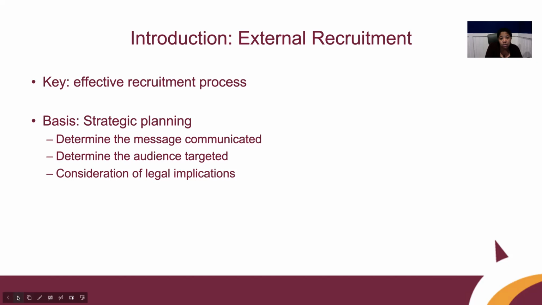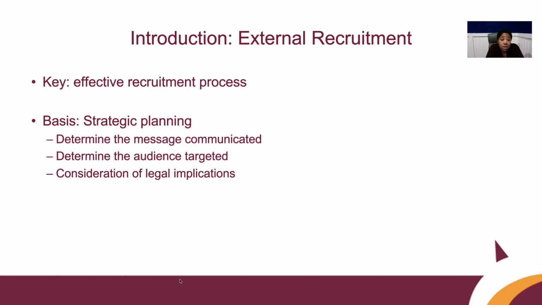And so as you are developing your recruitment plan and your strategic recruitment plan, you really need to keep all those things in mind as a foundation for a strong and effective recruitment process. So make sure that you're not overlooking those as you're going through your process of establishing a strategic plan. And as you'll see on the next slide that we're going to take a look at, as well as in your text, the basis for external recruitment and an effective recruitment process is strategic planning. And that strategic planning is made up of essentially three key concepts.